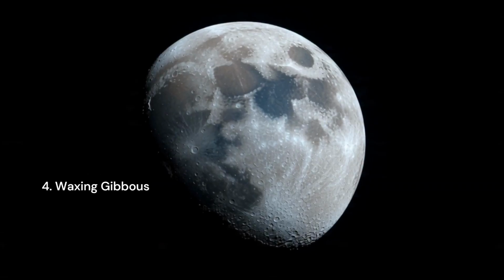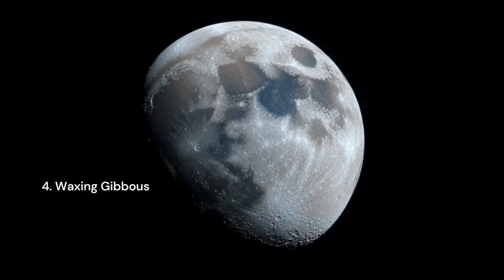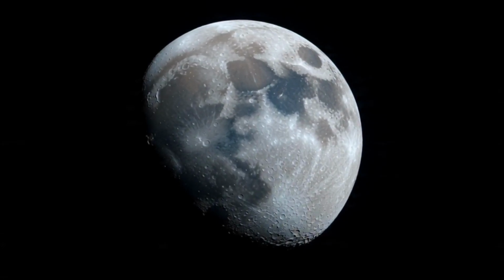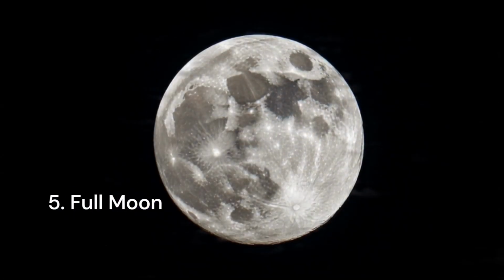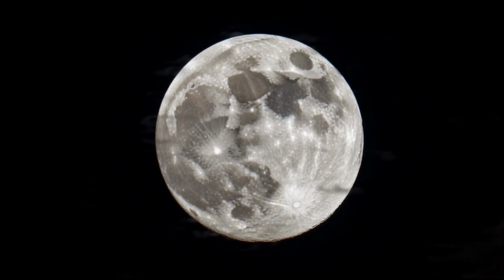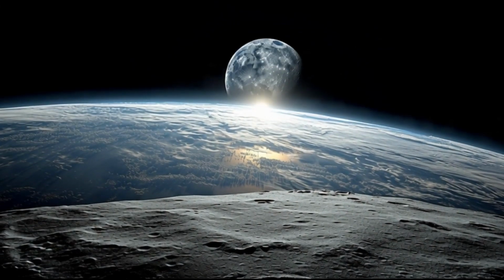Waxing gibbous. When more than half of the moon's surface visible from Earth is illuminated, we call it a gibbous moon. Full moon. When the moon is on the opposite side of the Earth from the sun, we see the entire near side of the moon illuminated.